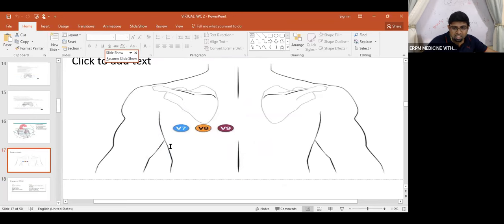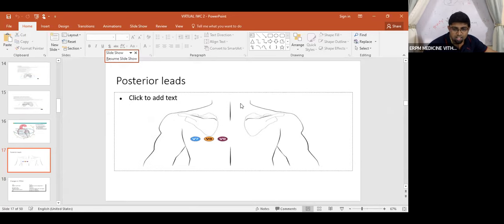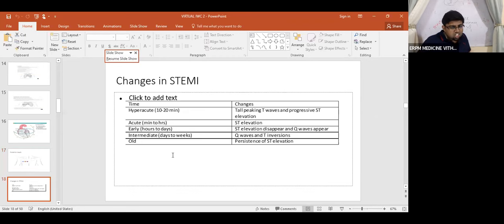Yes, this is the one I told you, the posterior leads. I told you we are putting the posterior leads to look at the back: V7, V8, V9. This is how you put the posterior leads. I'll come back to this point again. Now look here, just a few words about this ST elevation MI.